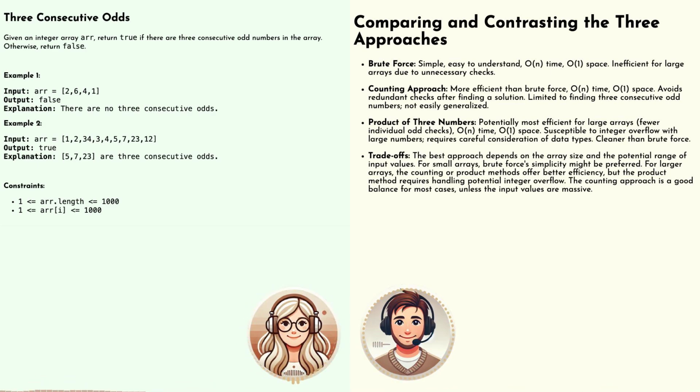Precisely. Brute force is simple to understand and implement, but it can be inefficient for large arrays. The counting approach is efficient and intuitive, but might not always be the fastest, depending on the location of the triplet. And the product of three numbers method is elegant, leverages a clever shortcut, but might require a bit more thought to grasp. It's like having a toolbox with all these different tools for different jobs. The key is understanding which tool is best suited for the task at hand.